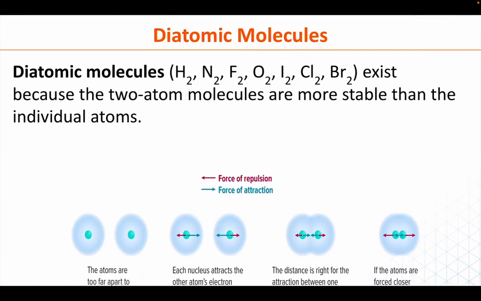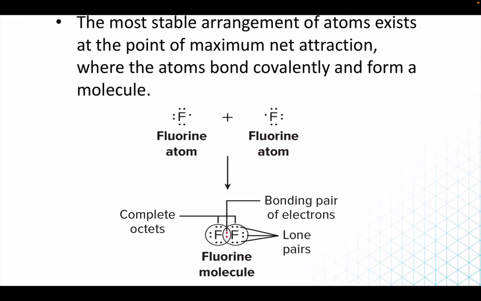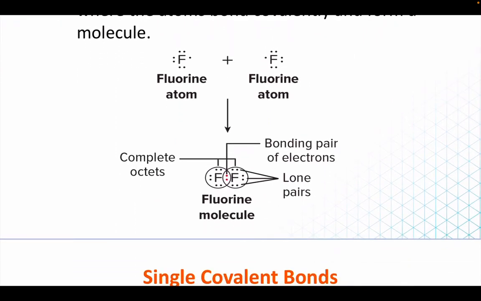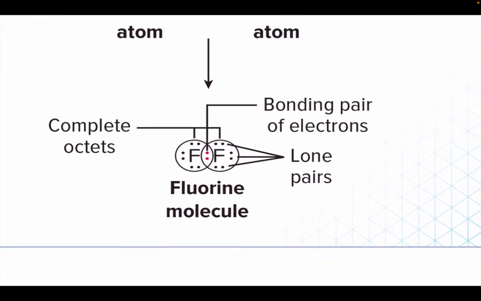Diatomic molecules, these are elements that exist in pairs. So if they don't bond to something else, they'll covalently bond to themselves. So this is just showing you two fluorines, how do they bond, and they're going to share their electrons between them. So then they each have an octet of electrons.